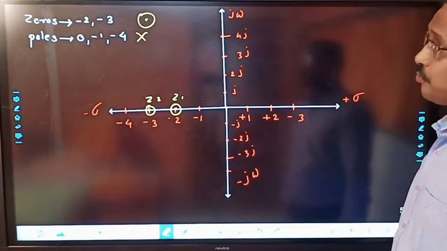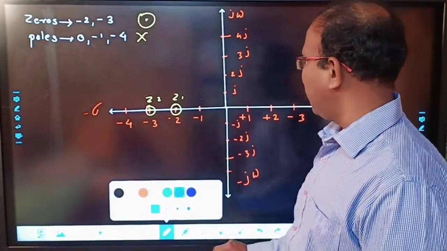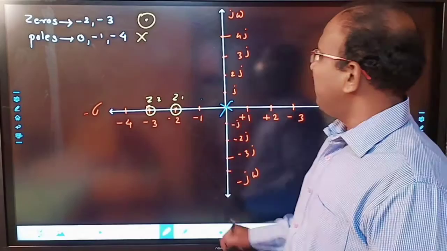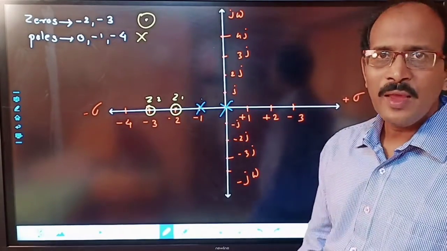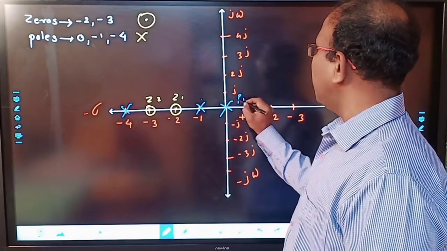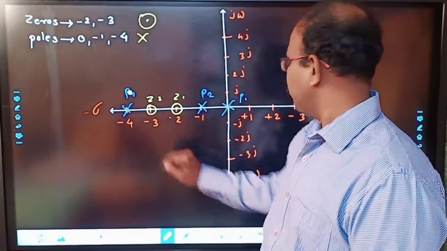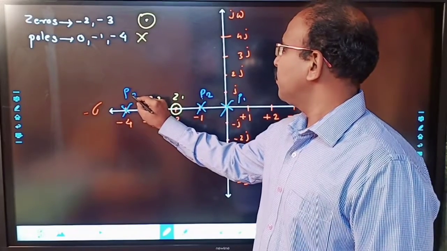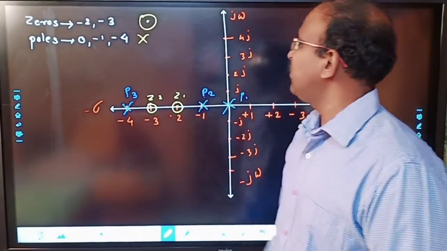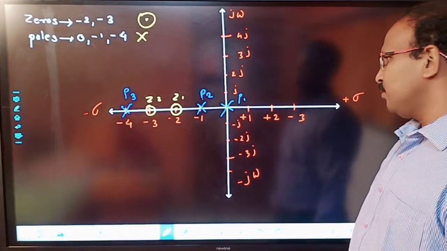Then the poles. I use a different pen. A pole will be at 0, and it is always presented by a cross. Minus 1, it is minus 1. And here is minus 4, like this. So this is pole 1, P1, this I write P2, this I write P3. So simple it is, the presentation of poles and zeros. This is a very simple part on a graph. I will consider one more example for this.